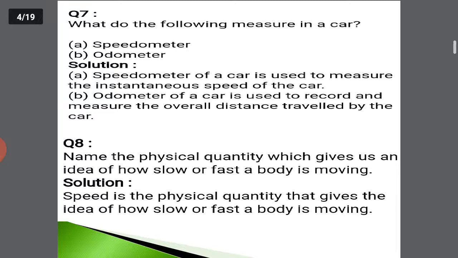Next question, what do the following measure in a car? Speedometer and odometer. What is their task? Speedometer of a car is used to measure the instantaneous speed of a car, and odometer of a car is used to record and measure the overall distance traveled by the car. Okay, got it? If we have to measure the total distance covered, then we will observe it from the odometer, and if we have to find out the speed at a particular instant, then it is the speedometer.